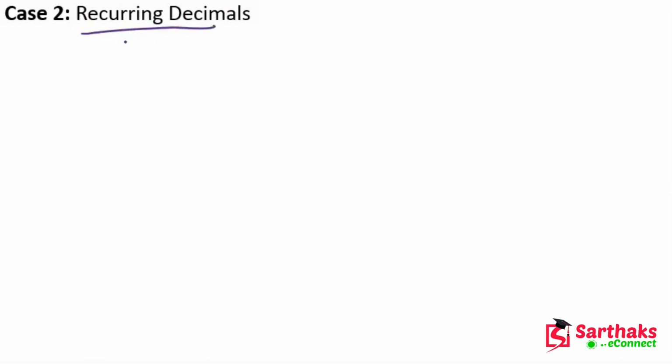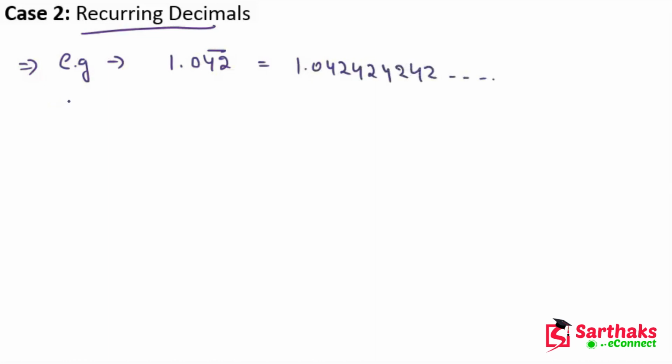Okay, so now in this case, let's suppose we take an example like 1.042 bar, meaning this 42 is repeating again and again. This is like 1.04242 and so on, and we can write it as 1.042 bar. This bar means it is repeating again and again. I hope you understand this.